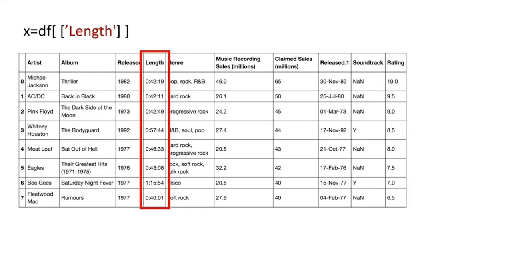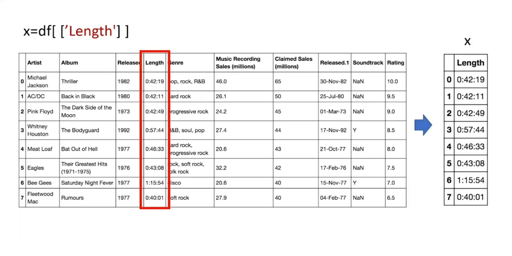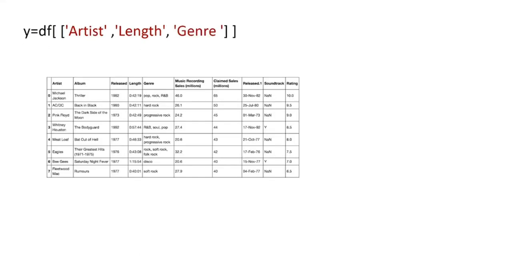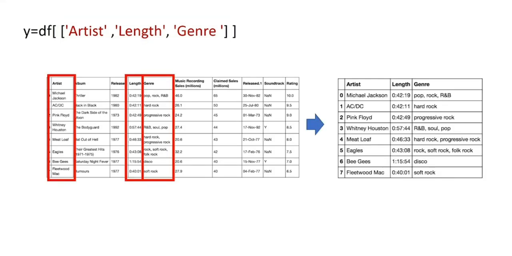We just put the data frame name, in this case df, and the name of the column header enclosed in double brackets. The result is a new data frame comprised of the original column. You can do the same thing for multiple columns. We just put the data frame name, in this case df, and the name of the multiple column headers enclosed in double brackets. The result is a new data frame comprised of the specified columns.